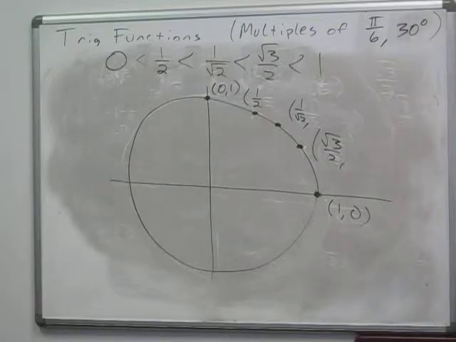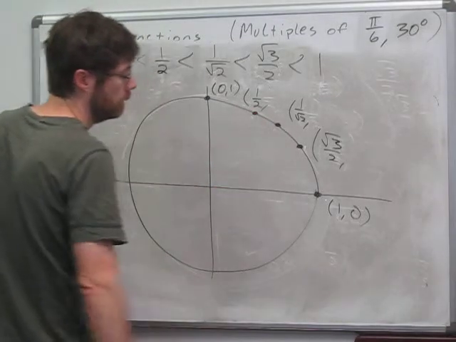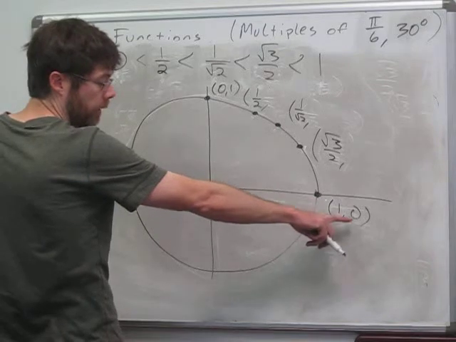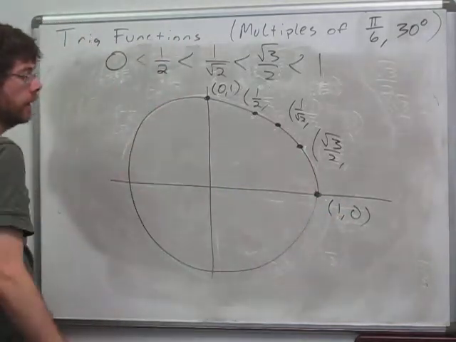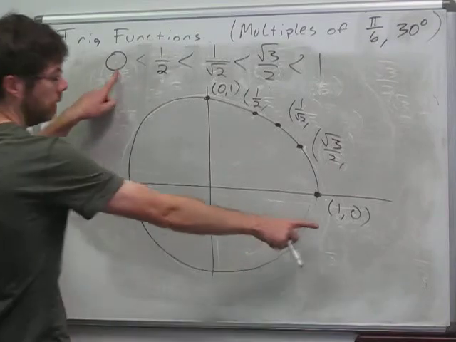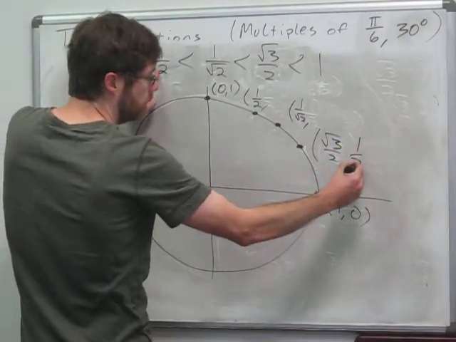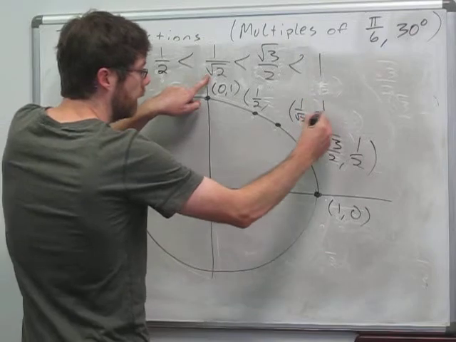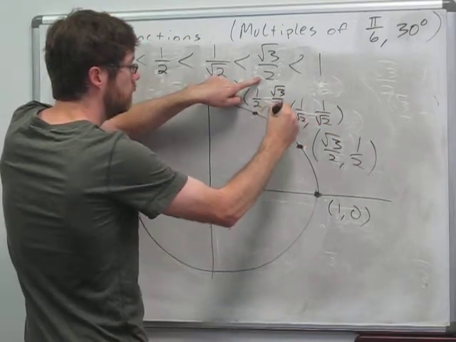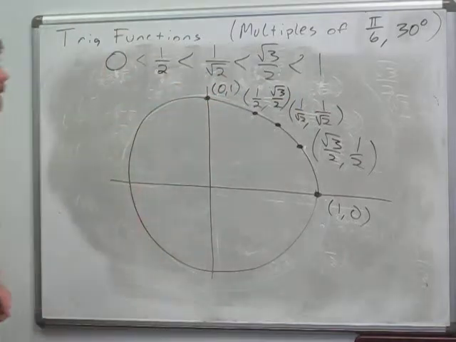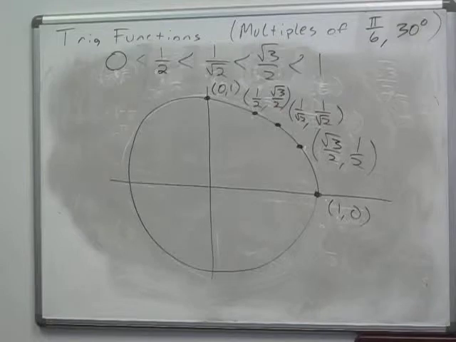Right? Let's think about y-coordinates. Starting at this point, y-coordinate of 0, the y-coordinates are going to increase as we move up the plane. So 0, the next one is 1/2, 1 over radical 2, radical 3 over 2, and then finally 1. Okay. So there, I put down all the coordinates in quadrant 1 that are related to special angles.